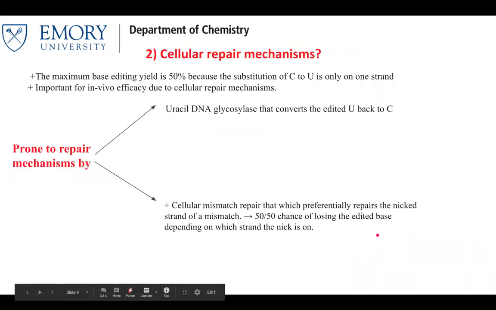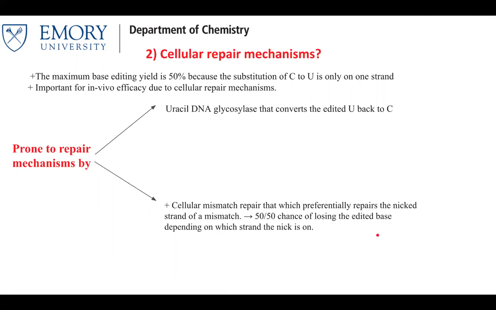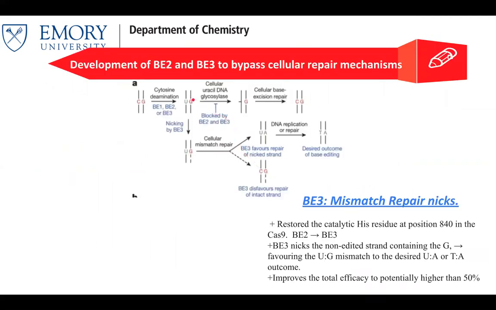So the second question you may ask is, what about cellular repair mechanisms, as this will be important in in vivo studies? In the cells, there are two major mechanisms to repair the U that we just worked so hard to edit from the C. The first is that it employs uracil DNA glycosylase, which converts the uridine back into a C. The second repair mechanism is that it can induce a nick on the edited strand. Because of that nick, the cell knows there's some error with that strand, and it's going to fix the U and convert it back into a C.